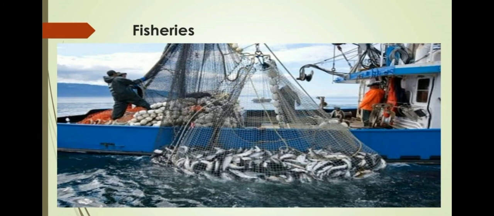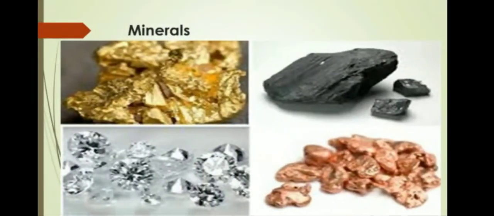The cold Labrador current brings plenty of plankton, which provides food for fish. Cod, herring, mackerel, salmon and halibut are the major varieties of fish in North America.